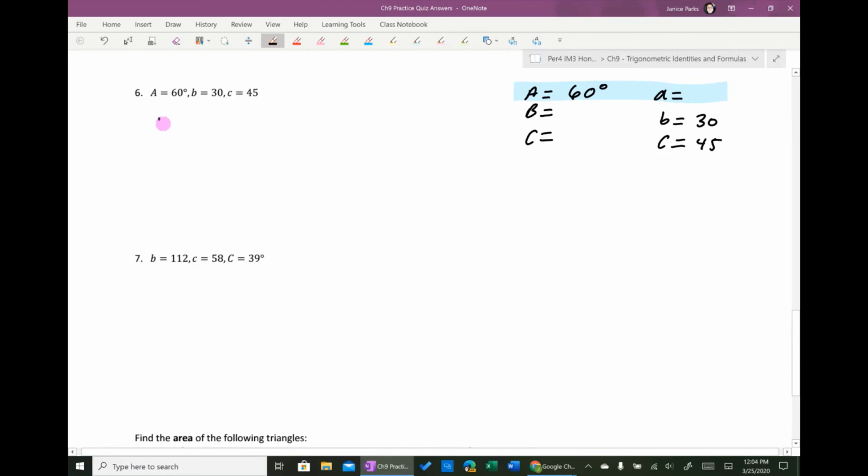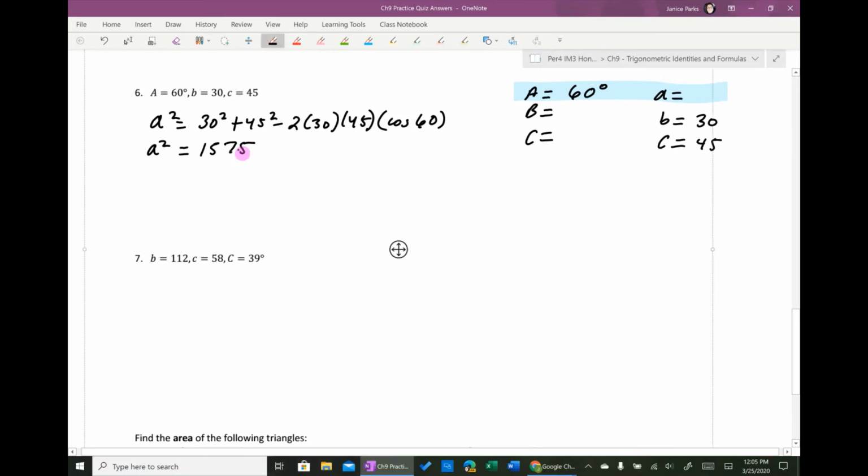So A squared is equal to 30 squared plus 45 squared minus 2 times 30 times 45 times cosine of 60. Make sure you put cosine, not sine, at the end of that. You run that through your calculator all at once, making sure you're using multiplication here and not parentheses, just to do 2 times that. You end up getting 1575. The reason that it's an exact number and not a decimal is because cosine of 60 is 1/2. Okay, so A is equal to 39.7.